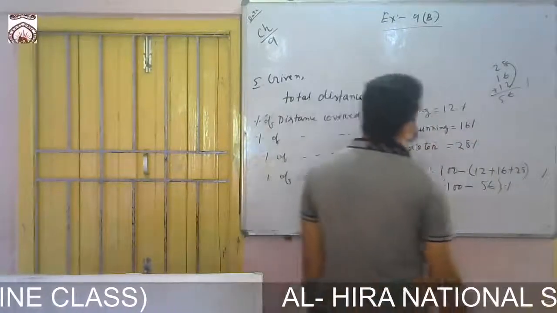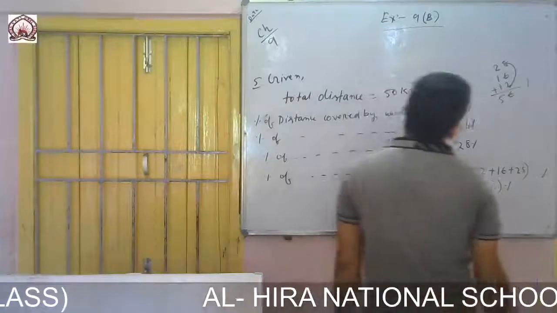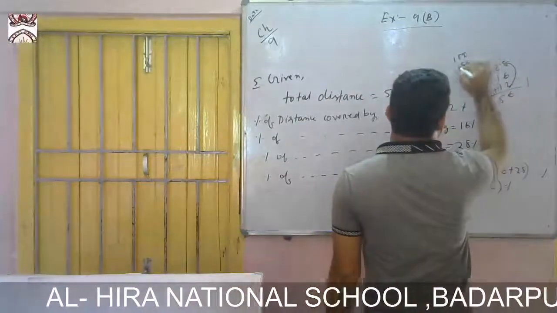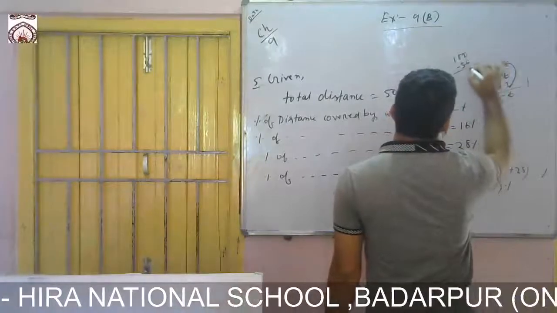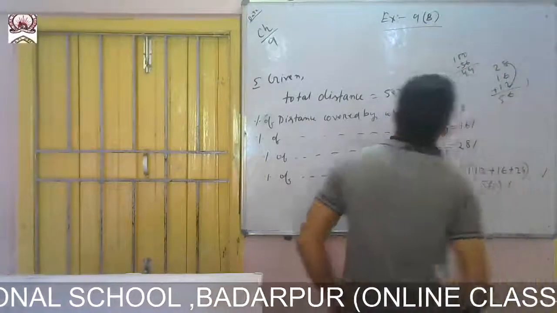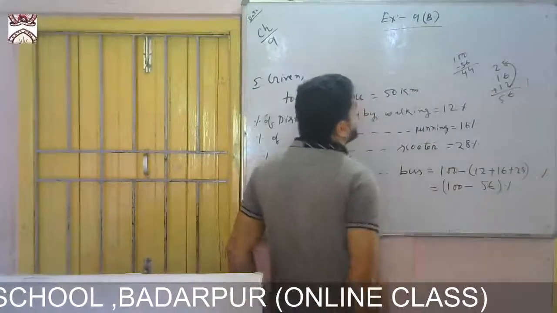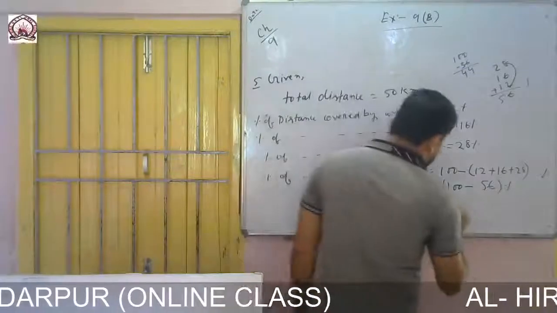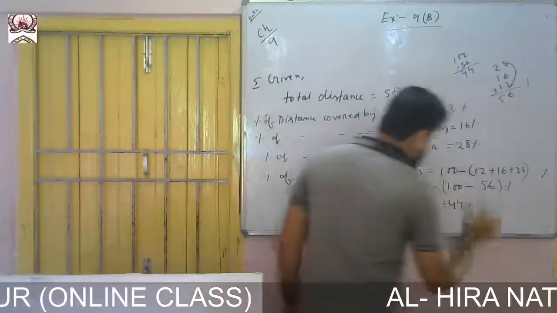So 100 minus 56%. That is 4. Here remain 9 minus 5, which is 44. So it is 44%.